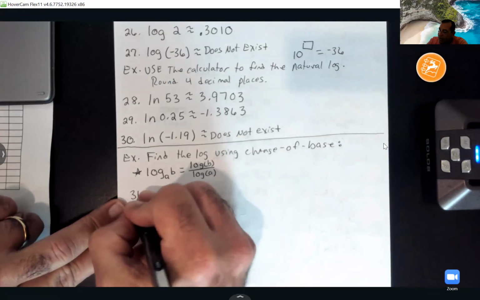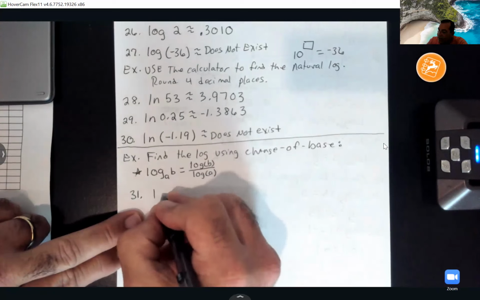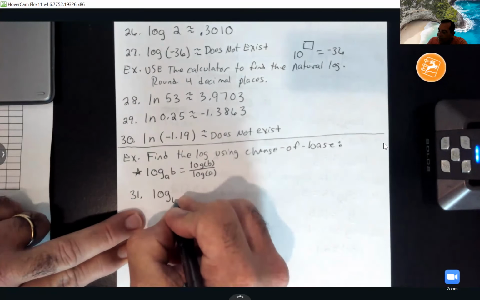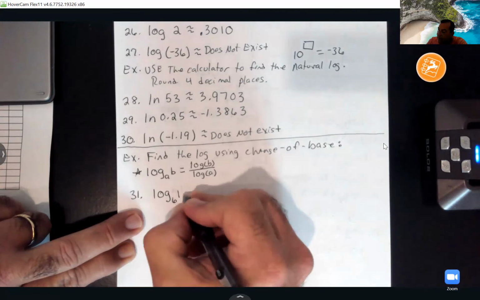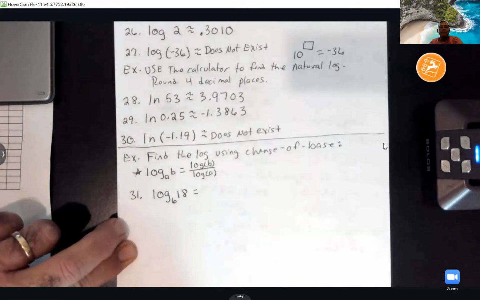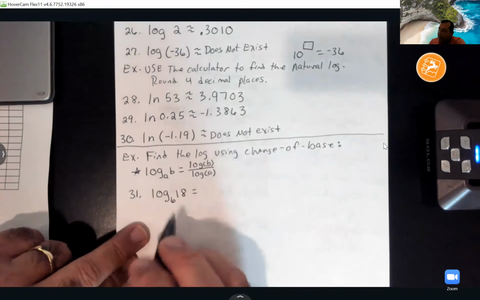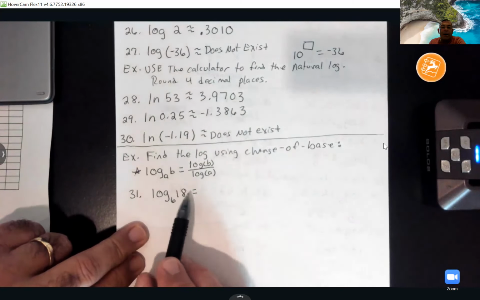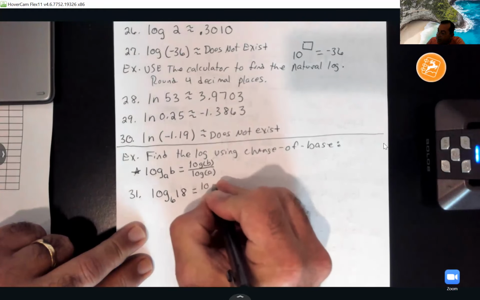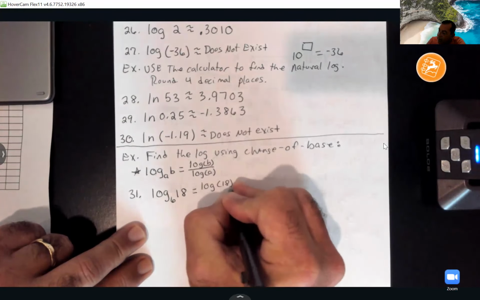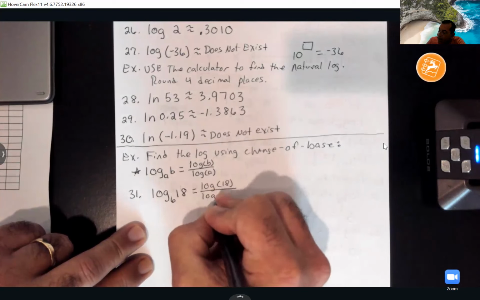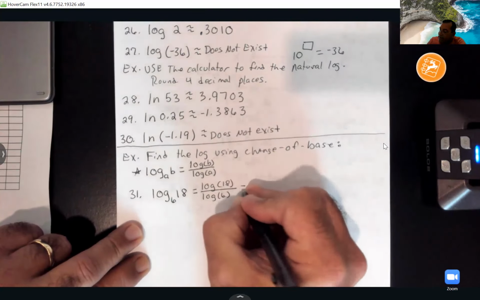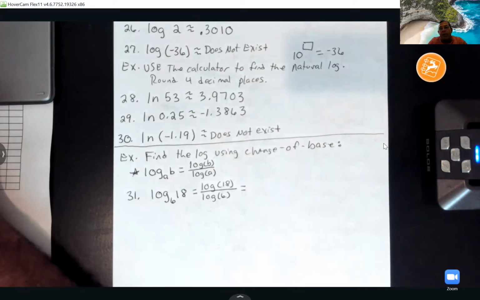So let's try number 31 and see what we get. Log base 6 of 18. Now I'm going to show you both ways. First way, using the change of base, the old school method, I would take the log of 18 and I would divide by the log of 6. So y'all going to do this both ways just to show you what I would get on that, okay?